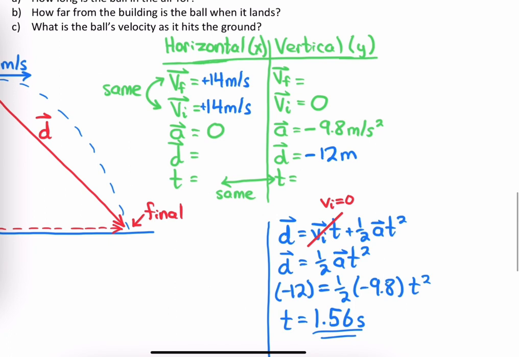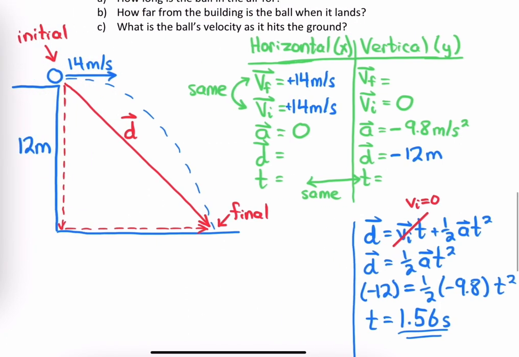The next question, how far from the building is the ball when it lands? Well, that is basically asking me this distance here. Here's the building, there's the ball when it lands. I want to know how far those are away from each other. So that thing I've highlighted is the y component of this red vector d. What I'm basically looking for in part B is displacement in the, sorry, I said y direction before. I meant x direction. I'm looking for displacement in the x direction. So I'm looking for this guy.